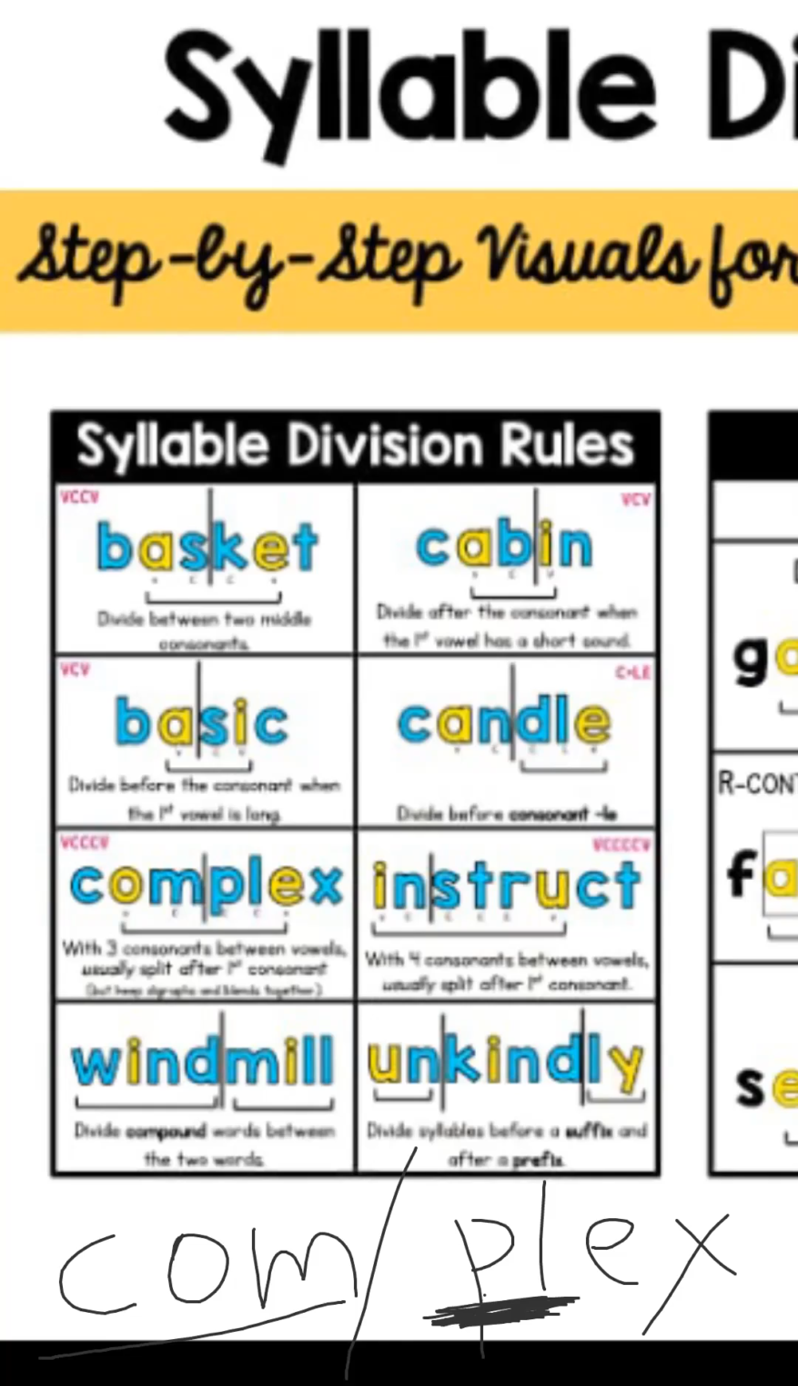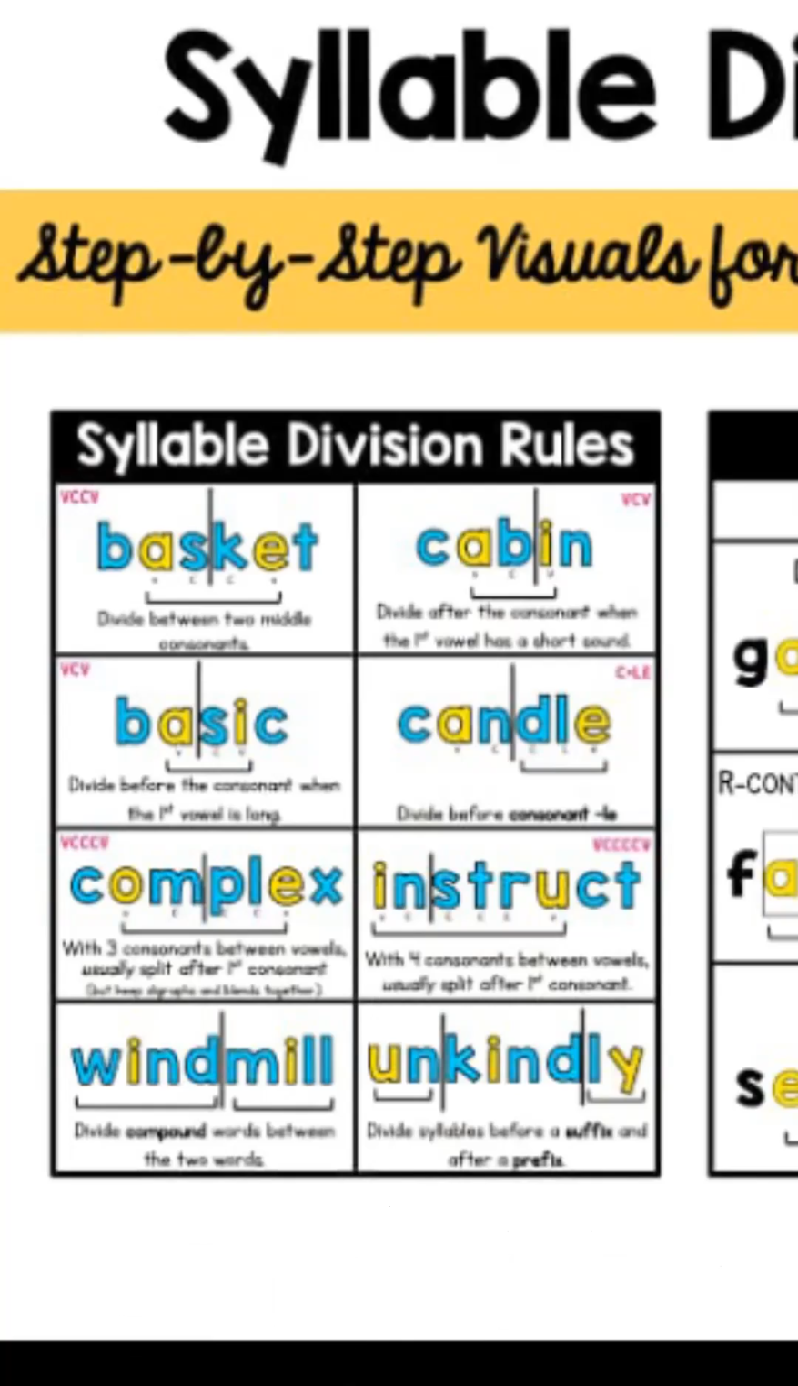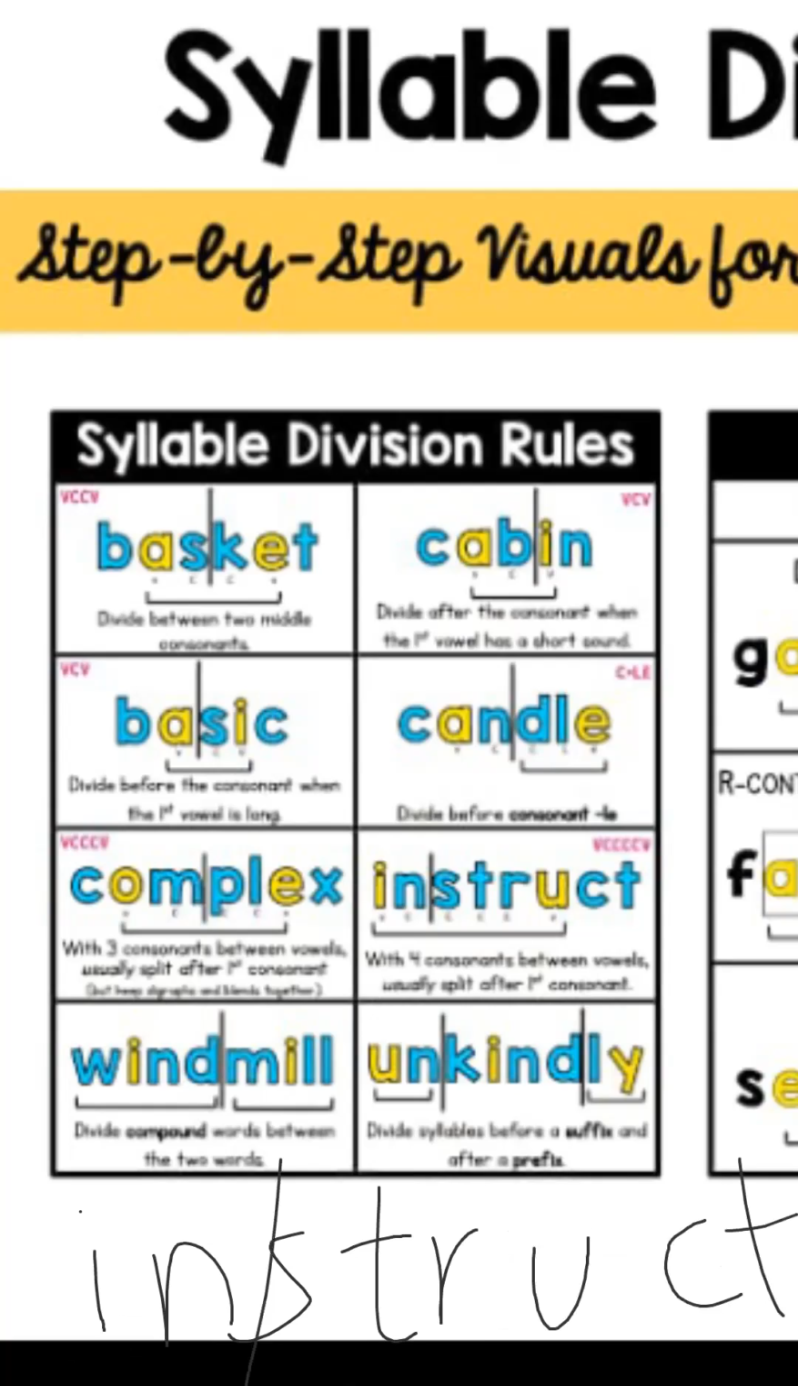Got it? So if there are three consonants between vowels, usually split after the first consonant so that the blends remain together. PL remains together. Similarly, in the word instruct, there are four consonants. STR is again a consonant blend of three consonants. So the first consonant goes in the first syllable, and STR will not be divided.